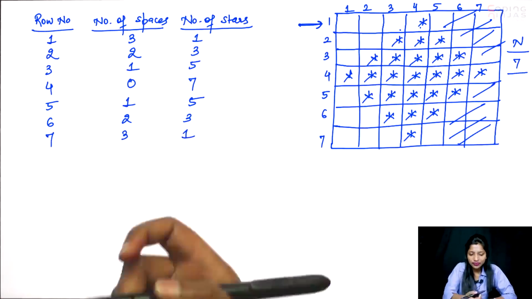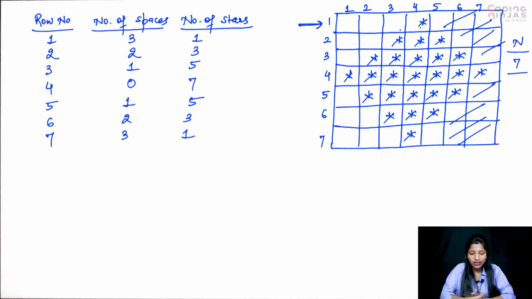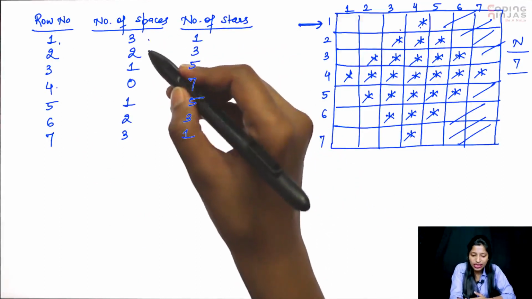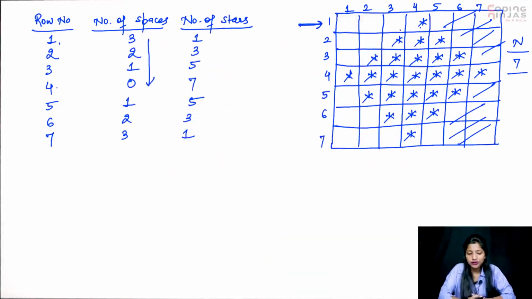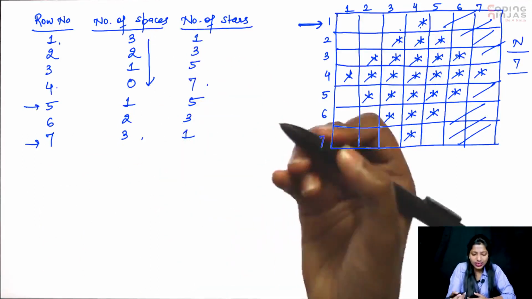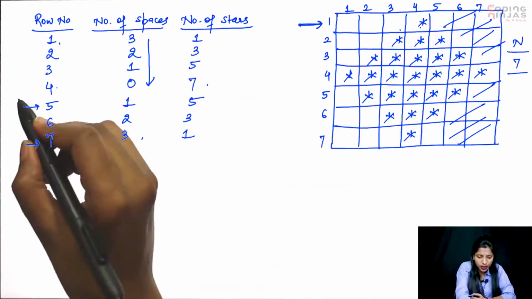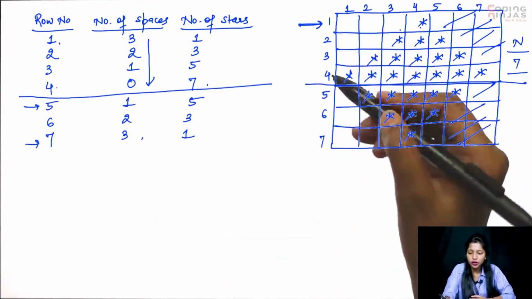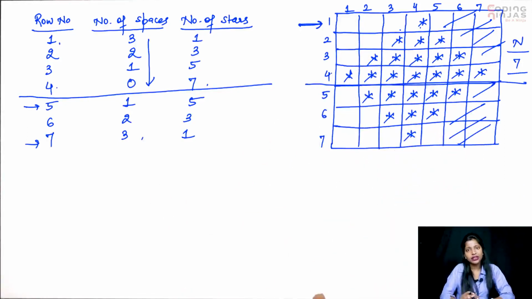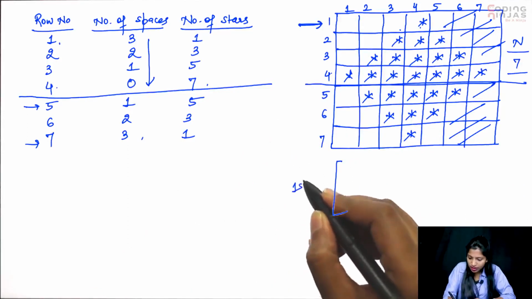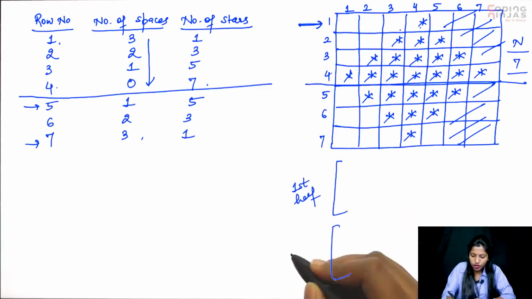Okay, let's analyze them. We can observe that from row number 1 to 4, the count for number of spaces is decreasing, and the count for number of stars is increasing. And for row 5 to 7, this count is increasing and this count is decreasing. So I guess we can break our pattern in two parts, where we will deal with row 1 to 4 in the first half and row 5 to 7 in another half. So our code structure should look something like this. First it should be first half, and then it should be second half.